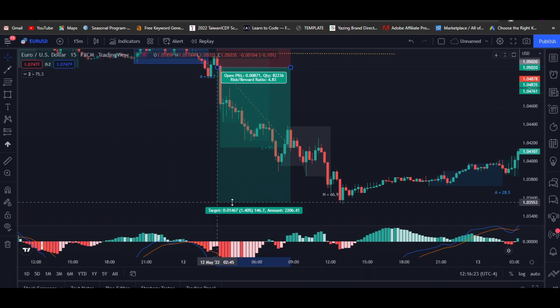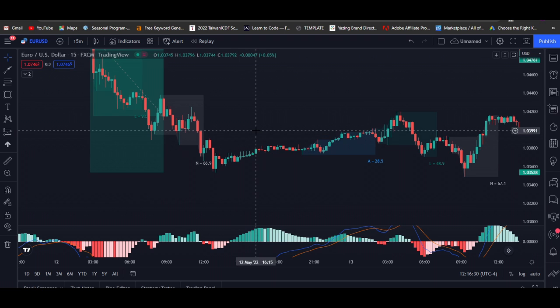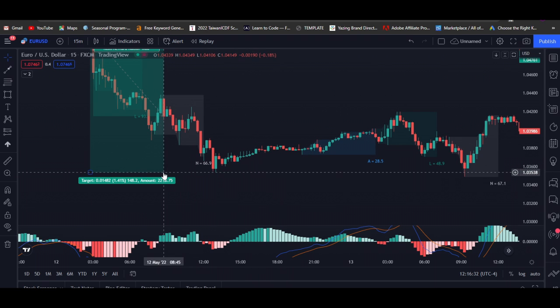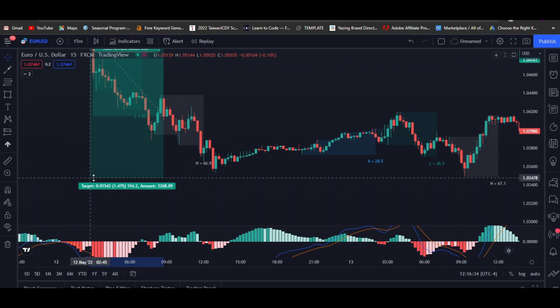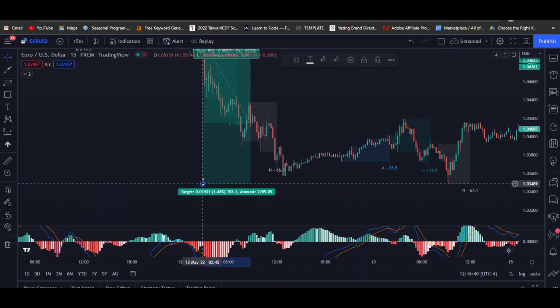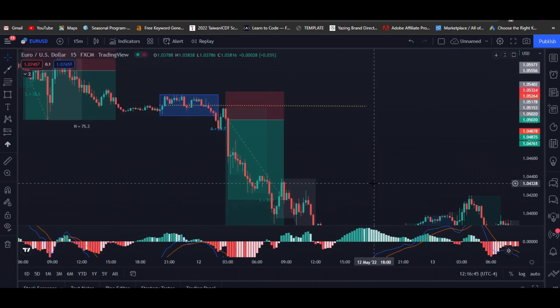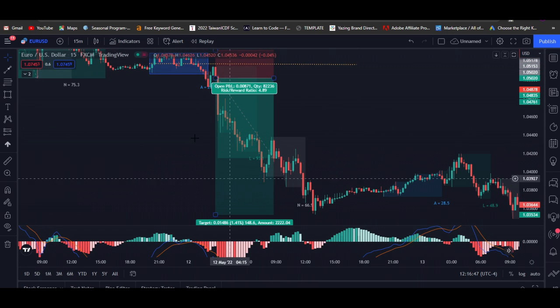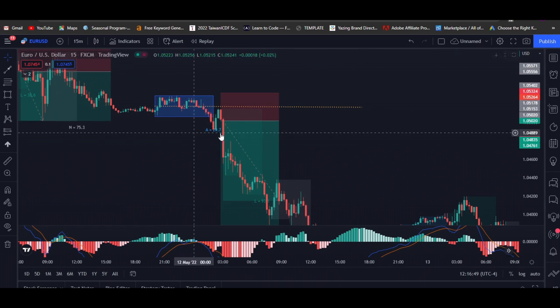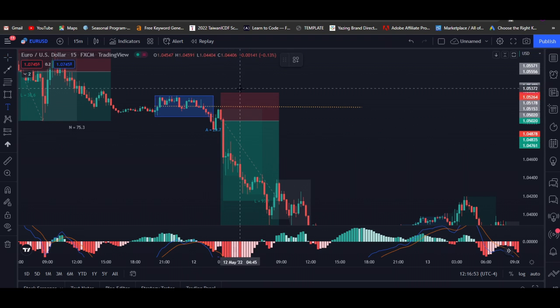Price went down all the way for 148 pips. Or if it would have been kept a little bit longer, it would have gone for 153 pips. But let's take it at 148 pips, which is more realistic. So now let's record that. By the way, this is almost a 1 to 5 risk to reward ratio.